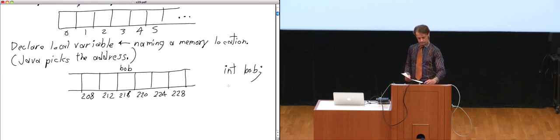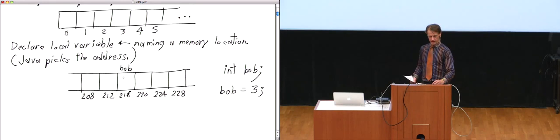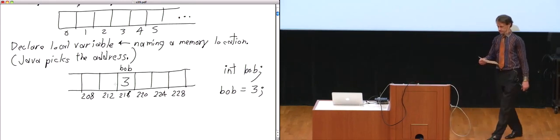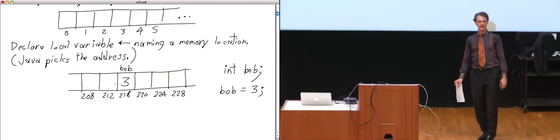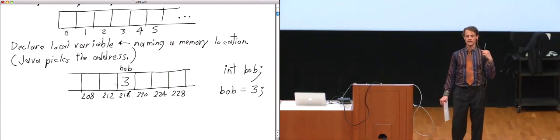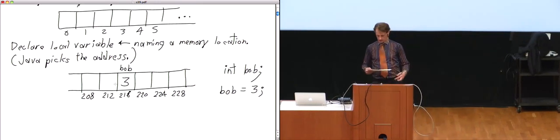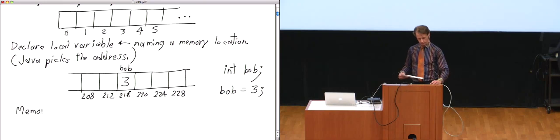And then, now that that declaration is done, if I do an assignment, like if I write Bob equals 3, then Java remembers that Bob lives at address 216 and stores that 3 there for me. One of the things that makes computers interesting is the fact that you can store memory addresses in memory. And so memory addresses, when they're stored in memory, are called pointers.